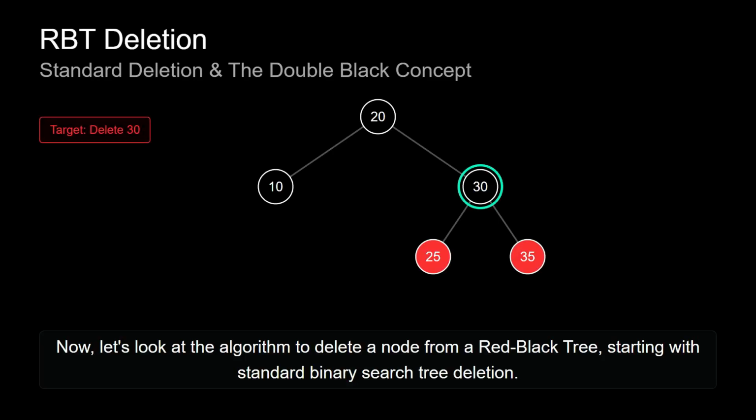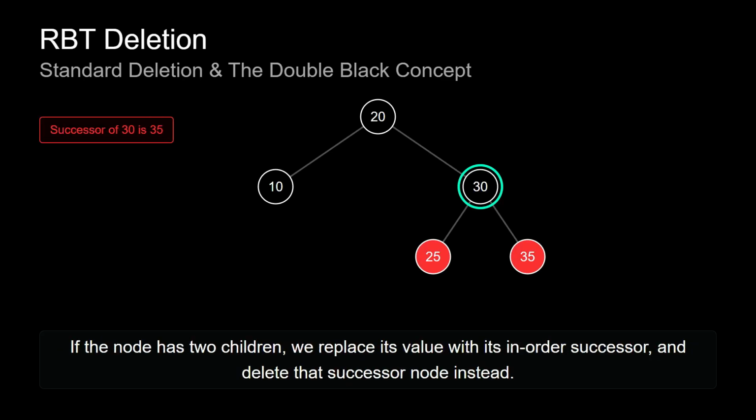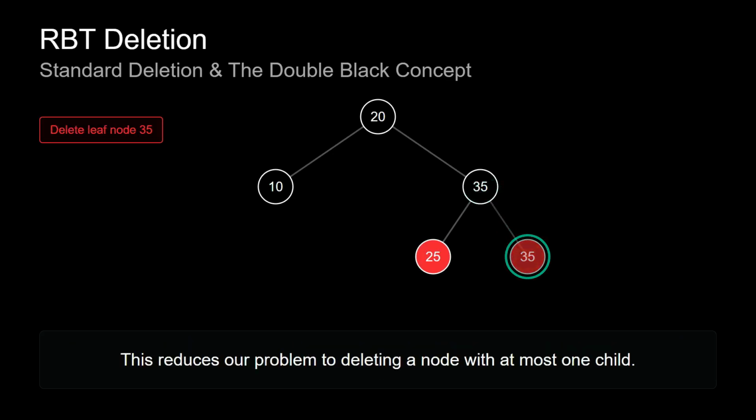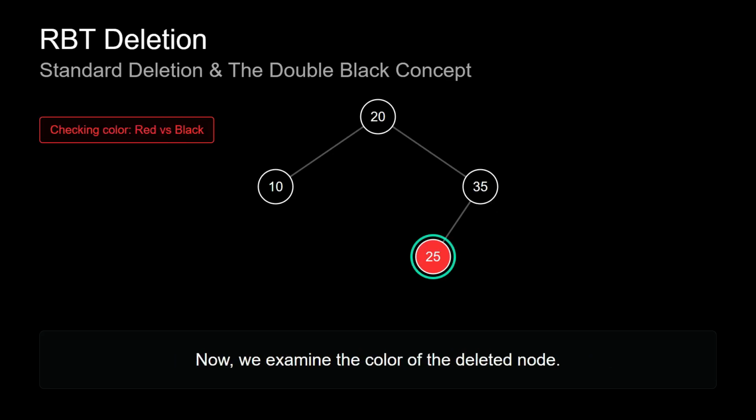Now, let's look at the algorithm to delete a node from a red-black tree, starting with standard binary search tree deletion. If the node has 2 children, we replace its value with its in-order successor and delete that successor node instead. This reduces our problem to deleting a node with at most 1 child. Now, we examine the color of the deleted node.